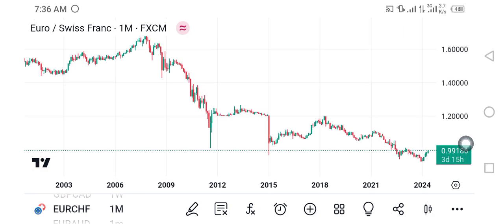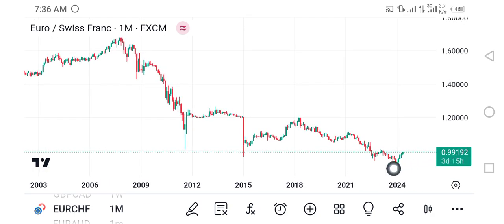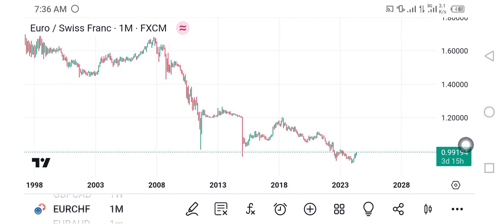And today I'm going to be analyzing the EURCHF. As you can see here clearly, EURCHF. So I'll be analyzing this pair with my strategy.